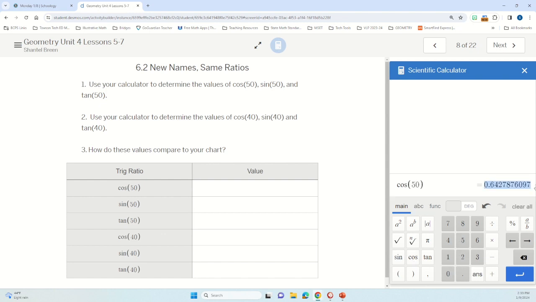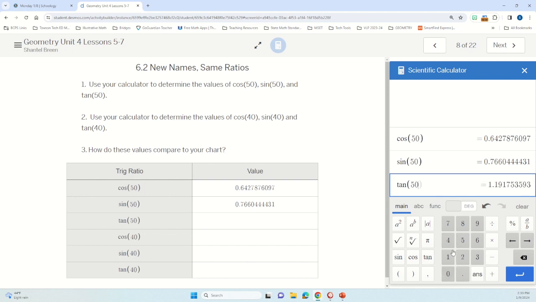And I have this number here, Control C, and I'm just pasting it in here. Okay, now I'm going to do sine 50. And I'm going to paste. And then I'm going to do tangent, tan 50. And it's short for tangent. We're going to talk more about these vocabulary words in the next class. Okay, so I'm just going to do the 50. Now look, do you see these answers? All right, watch how cool this is.